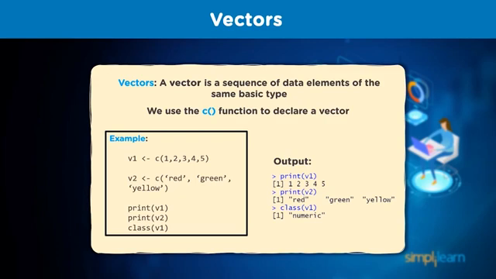For example, here we are creating a variable v1 and we are assigning it a vector by using c and then giving some basic types, so numbers 1 to 5, or for example words. You can always do a print, or you can also use class to find out what is the class of the elements or the values which have been passed to the particular object. So we can look at some examples like this.